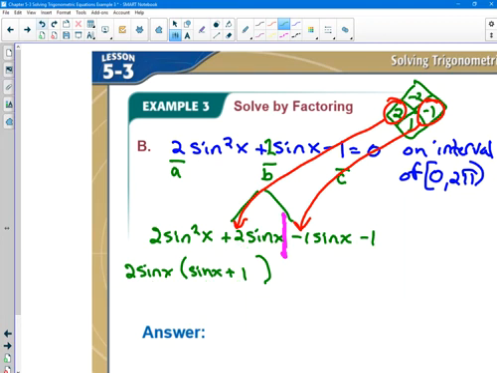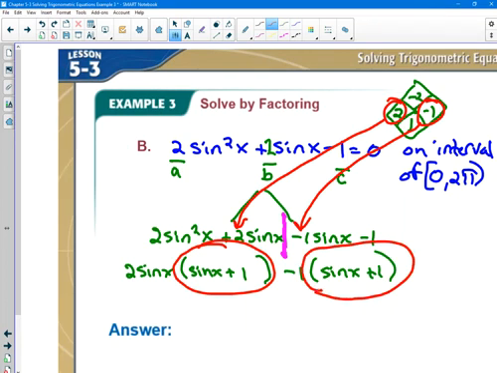So I'm going to do the same thing on the other half. So what can I pull out of both? Well, a minus 1. So what does that leave inside? Well, a sine x plus 1. If you notice here, they are the same. They can only be a factor once. So I'm going to write sine x plus 1 as 1 factor.